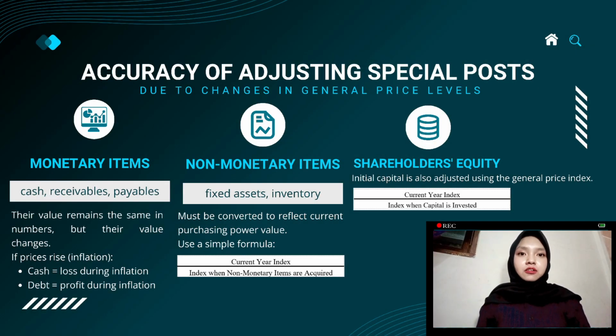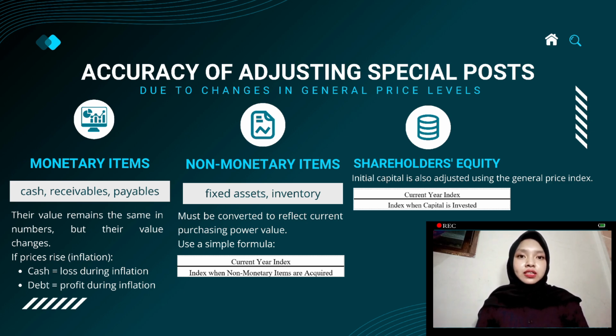Okay, next is accuracy of adjusting historical costs due to change in general price levels. In the real world, the value of money is not fixed due to inflation or deflation. As a result, historical financial statements prepared based on past costs become less accurate and can be misleading because they do not take into account change in the purchasing power of money. For this reason, adjustments need to be made, especially in three main parts.